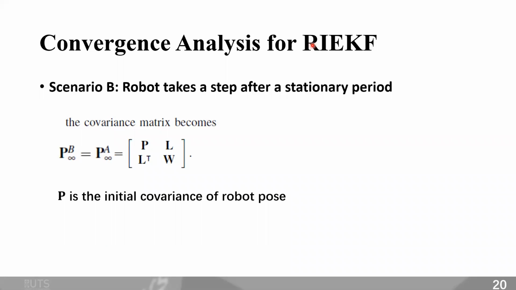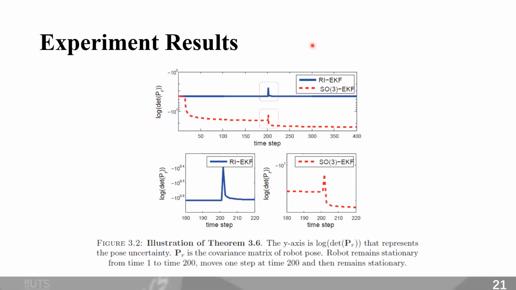Right. In the scenario where the robot remains stationary and observes landmarks many times, and then takes a step to observe the landmarks many times, the uncertainty will be reduced to a lower bound, but the bound of the robot pose is not lower than the initial uncertainty. The experiments validate the better convergence properties of right invariant EKF.